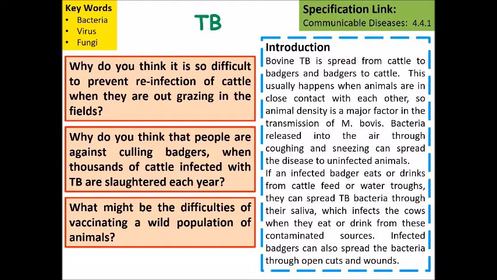Bacteria released into the air through coughing and sneezing can spread the disease to uninfected animals. If an infected badger eats or drinks from cattle feed or water troughs, it can spread tuberculosis bacteria through their saliva, which infects cows when they eat or drink from these contaminated sources. Infected badgers can also spread the bacteria through open wounds and cuts.